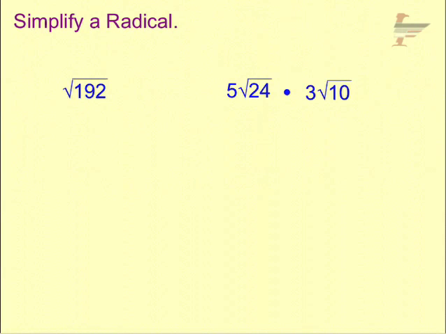It's the same idea as simplifying or reducing a fraction, where we want to get our radical in the most reduced form that we can get it. So our first example is the square root of 192.